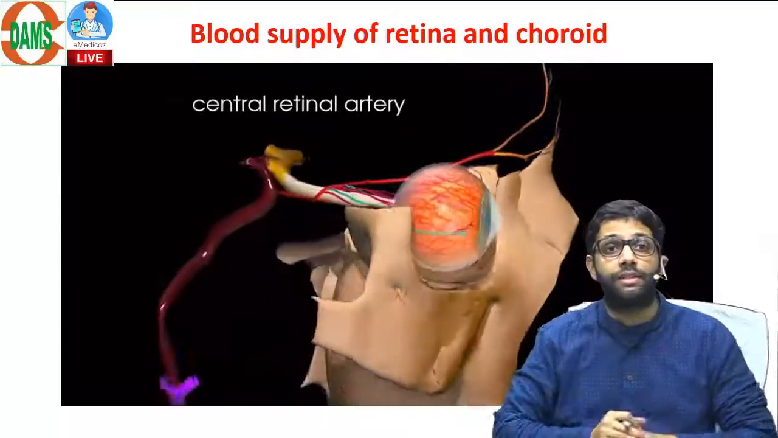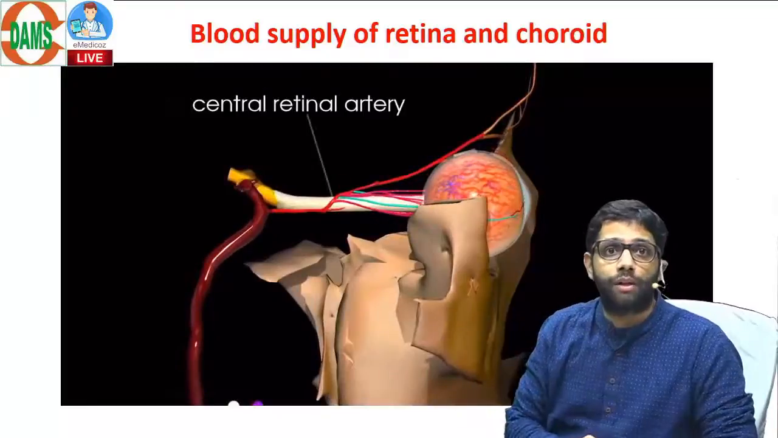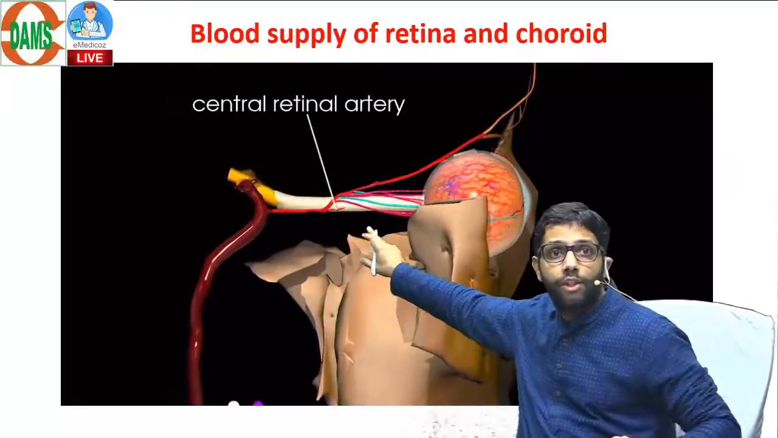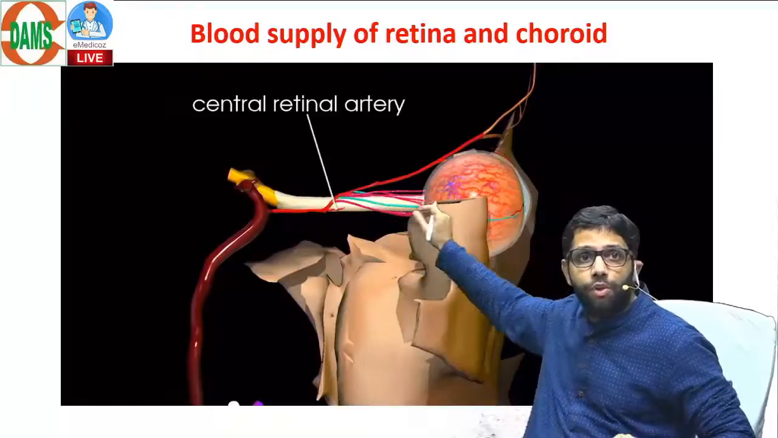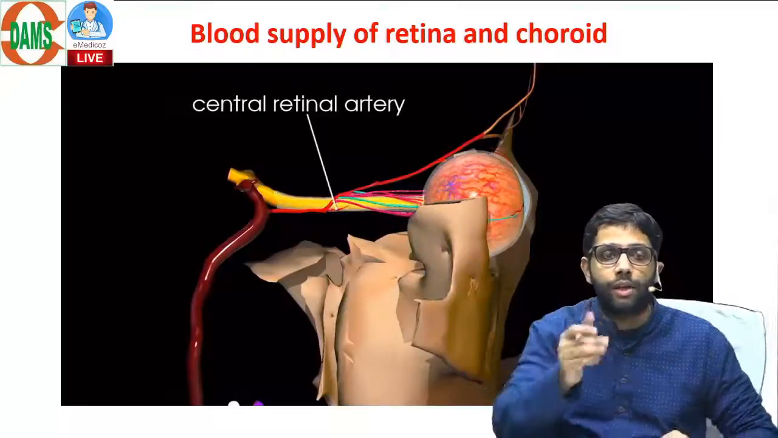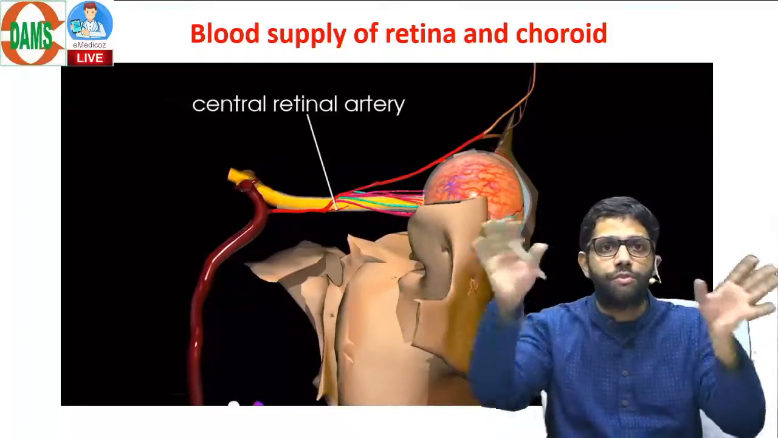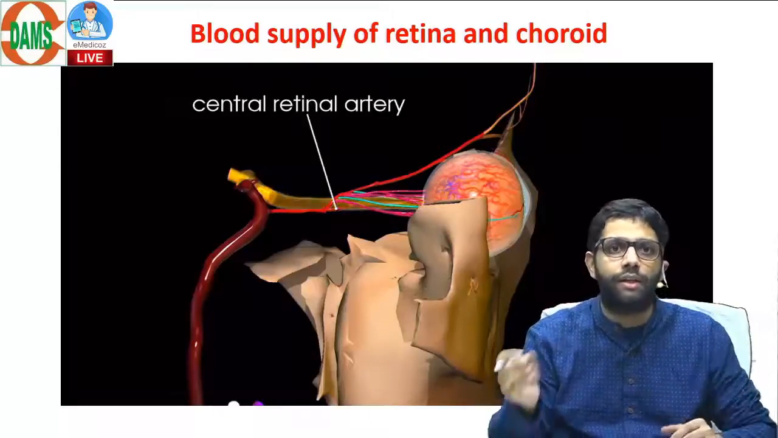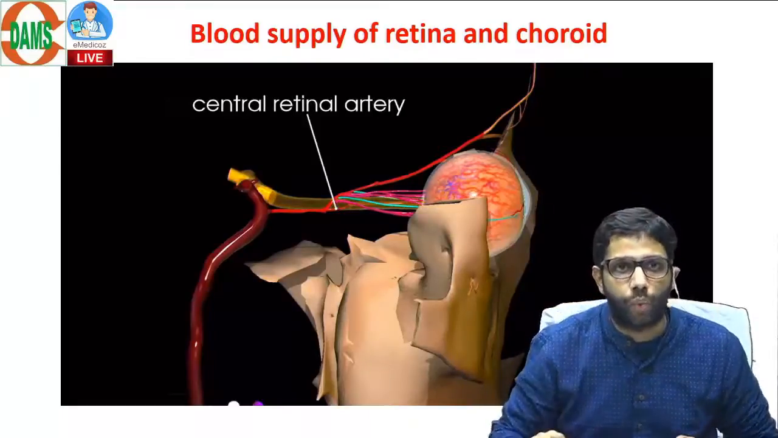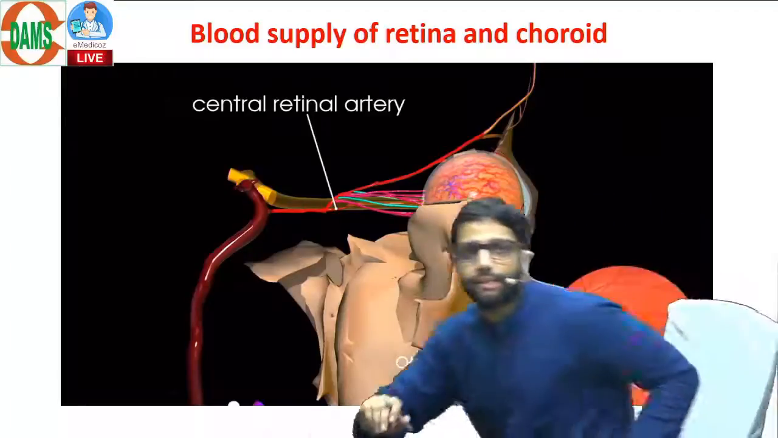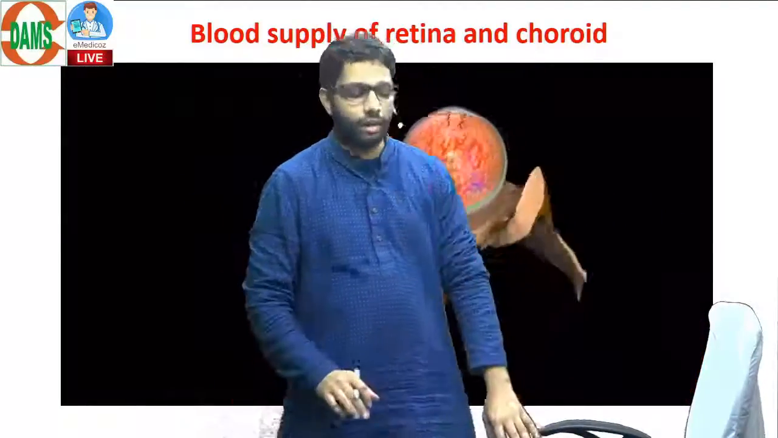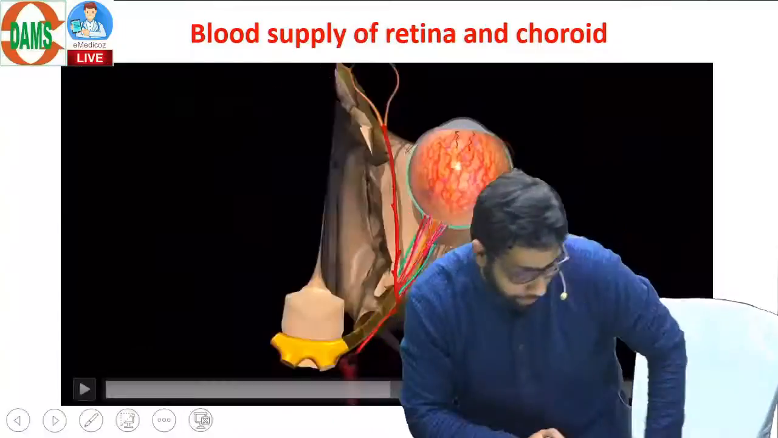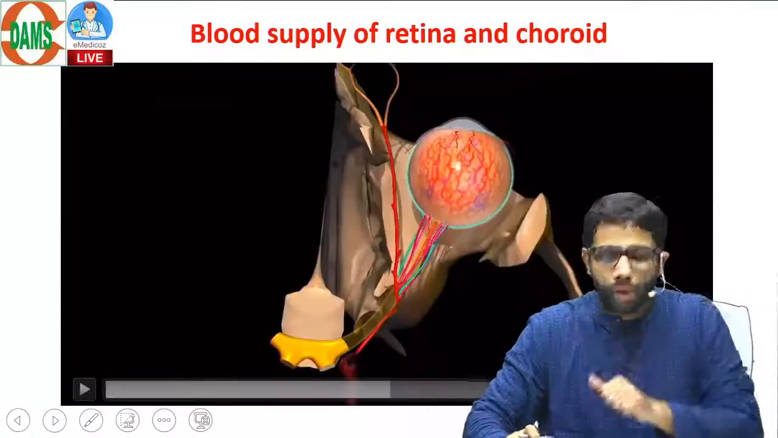Then the major artery, the central retinal artery, is also a branch of the ophthalmic artery. It enters the optic nerve and it comes out at the optic disc. And just as I told you in the retina, all the vessels which you are seeing are branches of the central retinal artery and of course the central retinal vein. It enters at the optic disc, and that's why you see every vessel in the retina as a branch of the central retinal artery and central retinal vein. So that is the blood supply of the retina and choroid.